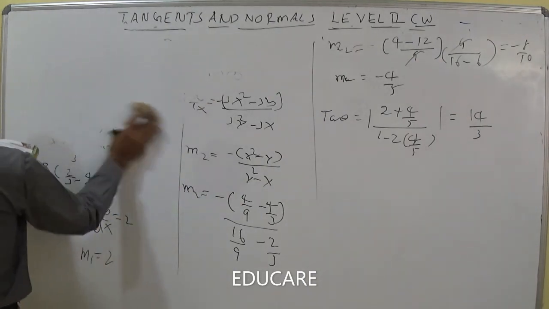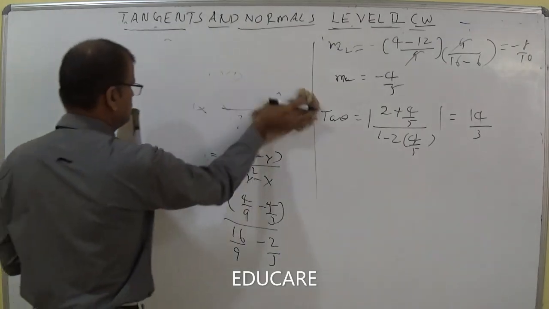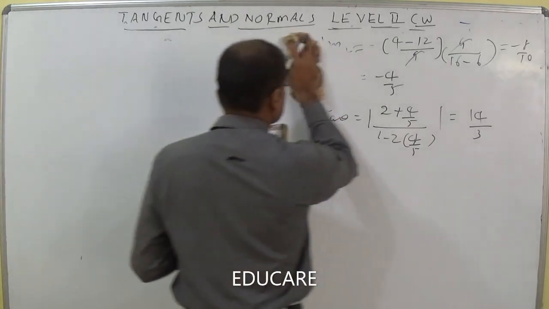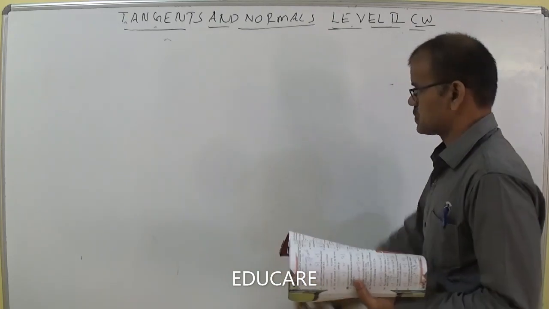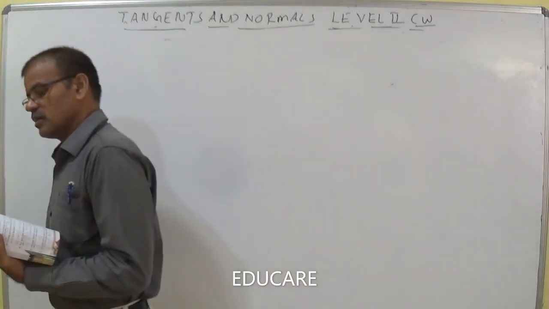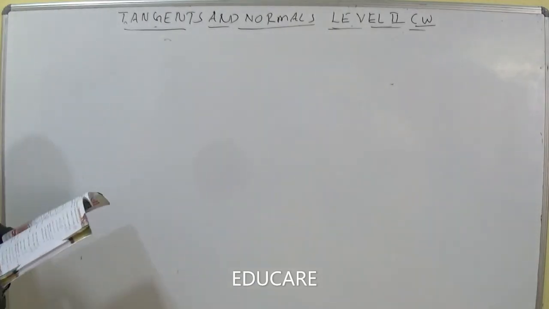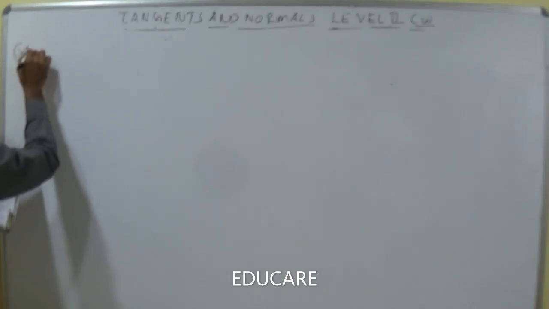Now the 34th question, 33 completed. The curves x square minus y square is equal to 5, and x square by 18 plus y square by 18. If a mistake is there, you correct it. X square minus y square is equal to 5.